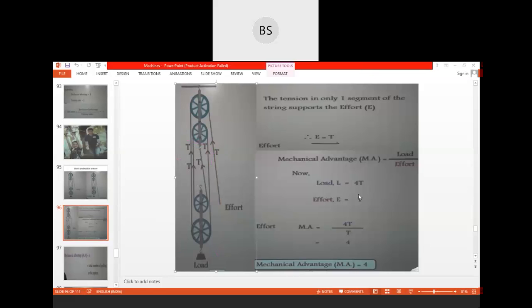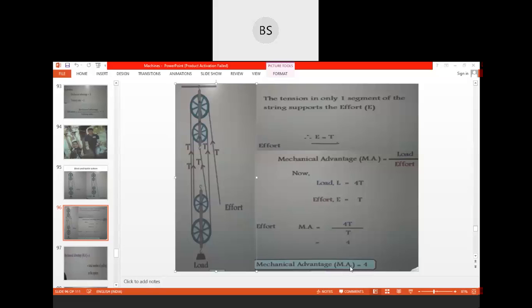We know the formula: load by effort. Substitute the values: load is 4T and effort is T. T and T get cancelled. What will be the answer? 4. So mechanical advantage is equal to 4. And if you observe, children, the number of pulleys in the frame is also 4. See here, the mechanical advantage we got is 4, and we also have 4 pulleys.